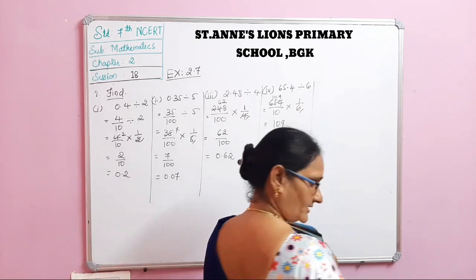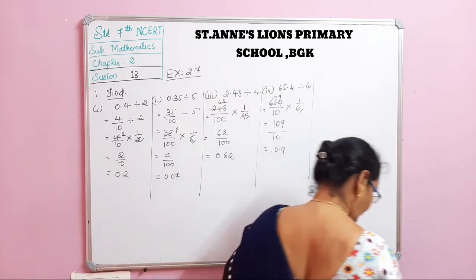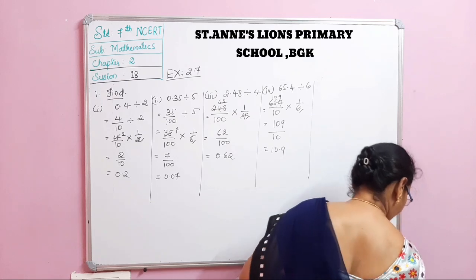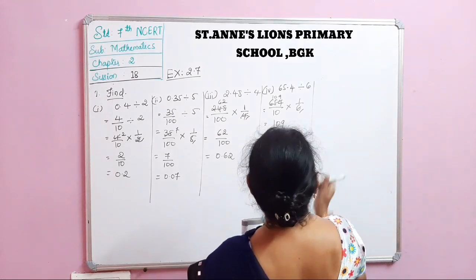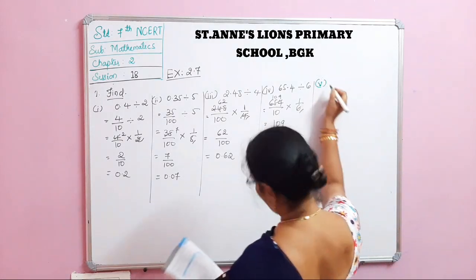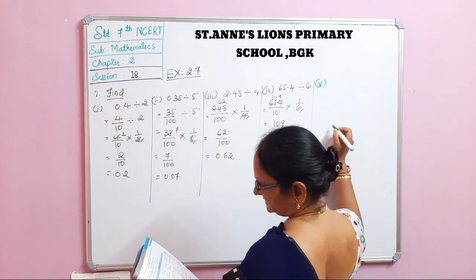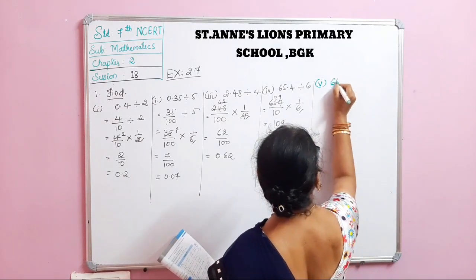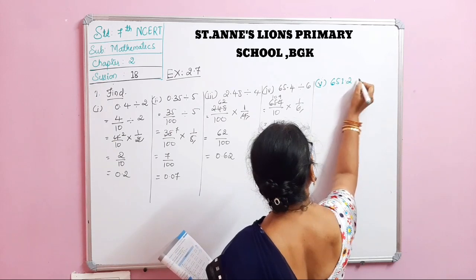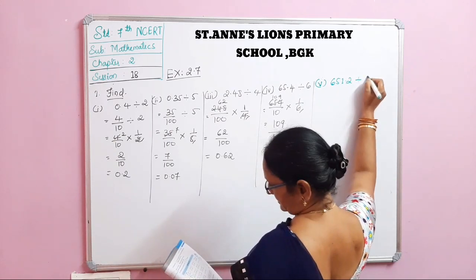Then the next one is the fifth one, that is 651.2 divided by 4.